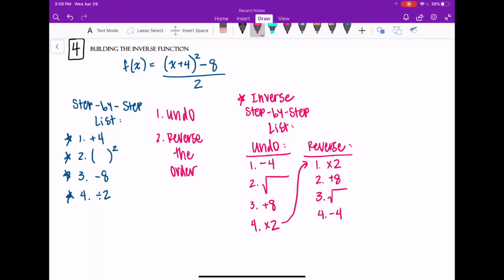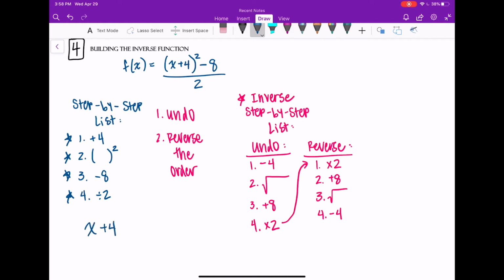So you're probably asking, why in the world are we making these steps? What does this mean? How does this create the inverse function? Well, if we take a look at our step-by-step list over here, our step-by-step list represents the operations that are happening to x. So if I were to try to recreate the equation that's at the top, I would look at my steps. I could start with x and say, okay, step 1 says plus 4.